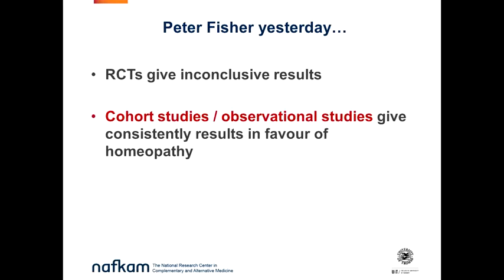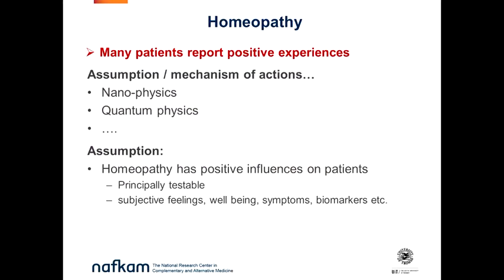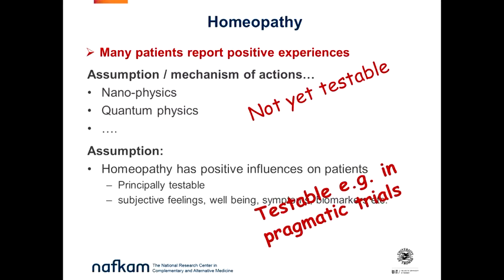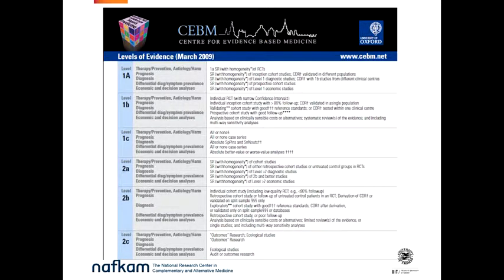Cohort studies and observational studies give consistent results in favor of homeopathy. And that supports why you should go for system effectiveness. If I were to apply the Reiki example to homeopathy, then I say there are very interesting basic science assumptions, but they're not yet testable. But the assumption that homeopathy has positive influences on patients, that is testable. And I would support doing that.